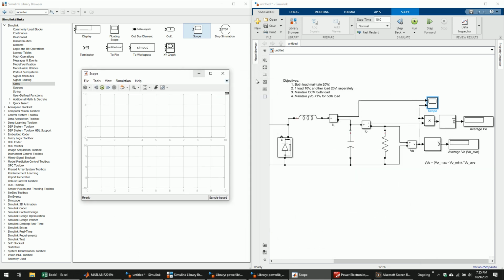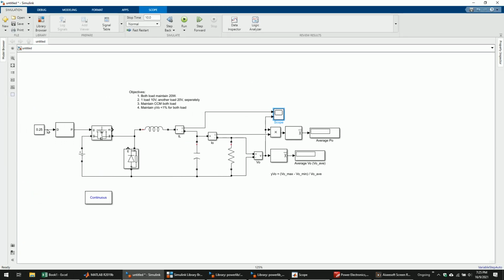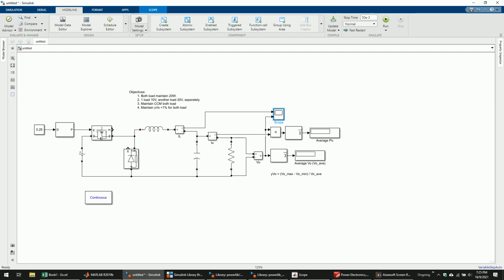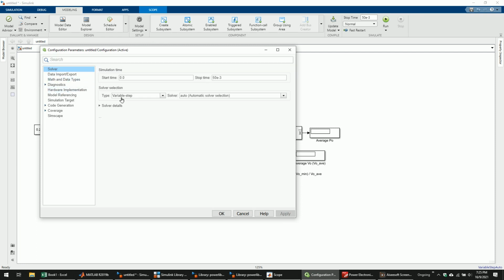Okay, you already design the simulation. Transfer the simulation design into this MATLAB. So simulation time I suggest is around 0.01 maybe, or maybe 50 millisecond, 50e negative 3. Okay, 50 millisecond. And don't forget, go to the modeling, and then go to the gear. Click the gear. Make sure you are in the solver tab, choose variable.